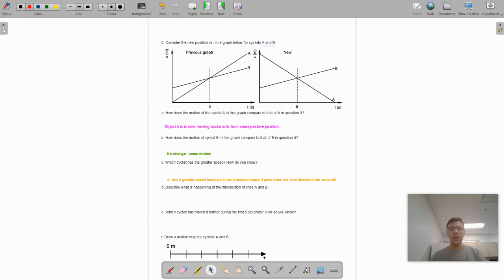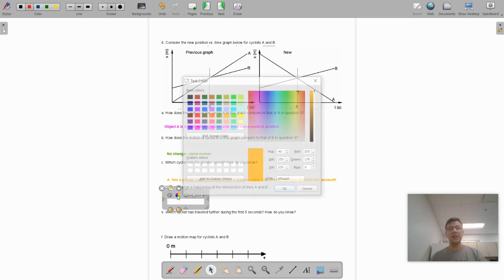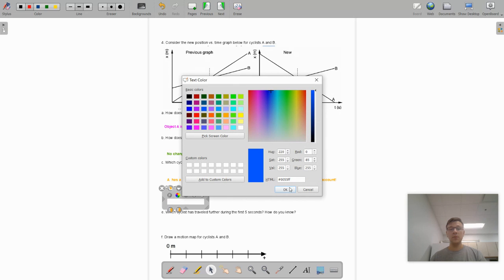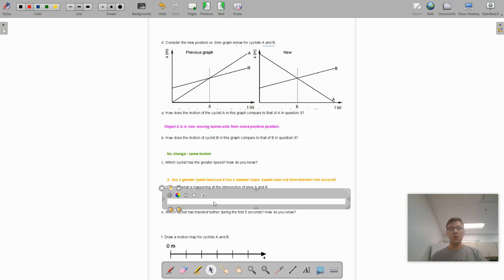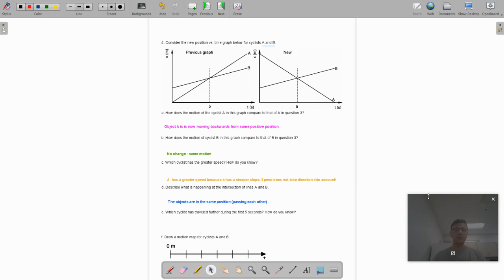Okay. So now this next one says describe what is happening at the intersection of lines A and B. And we talked about this in the last one, but it's the same thing. The objects, if we're looking at them on the y-axis, they now have the same position. They're in the exact same spot. So the objects are passing each other, right? The objects are in the same spot and they are passing each other.